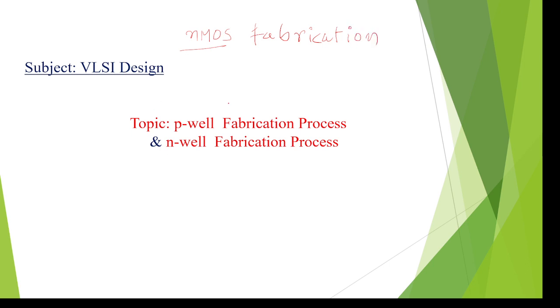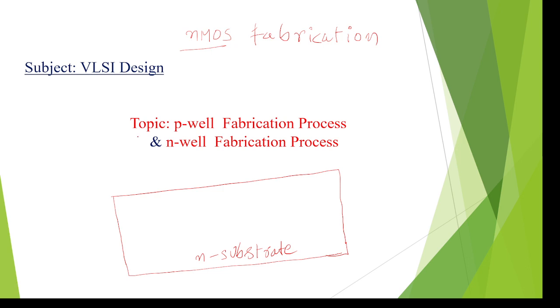But if you take the PWell fabrication process, we can design two transistors at a time using a single substrate. So I am taking one N substrate here. The N substrate has electrons, from the silicon material we have taken. By using this, we can design two transistors at a time. Here: source, gate, drain, source, gate, drain. How to design it? I will explain.